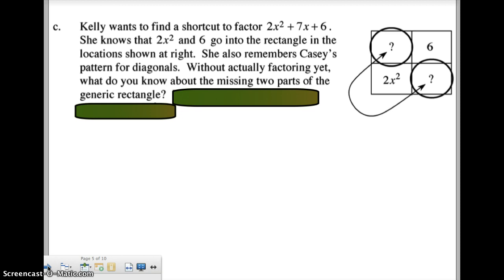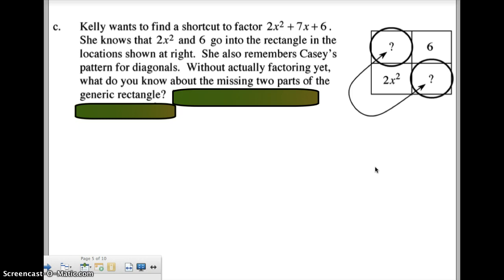Okay. Kelly wants to find a shortcut to factor 2x squared plus 7x plus 6. She knows that the 2x squared and the 6 go there. She also remembers Casey's pattern for diagonals. Without actually factoring yet, what do you know about the missing two parts of this generic rectangle?